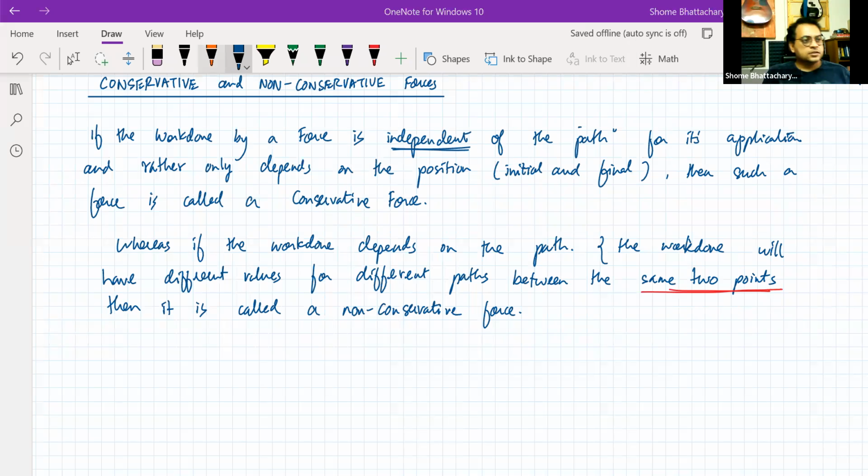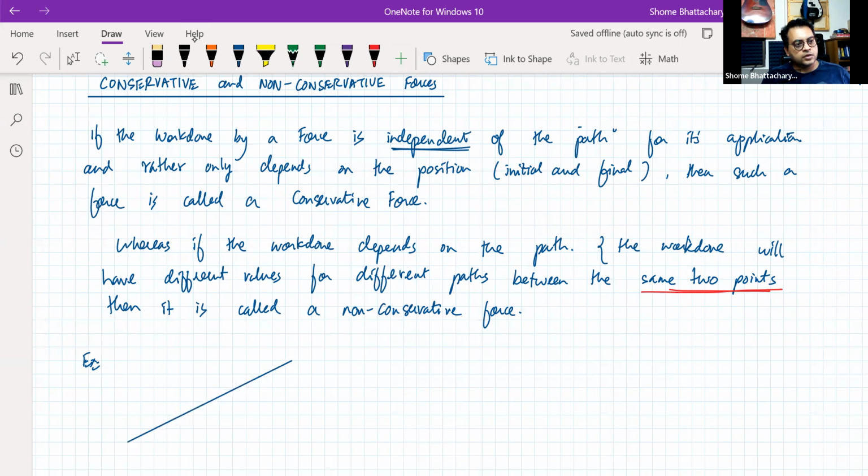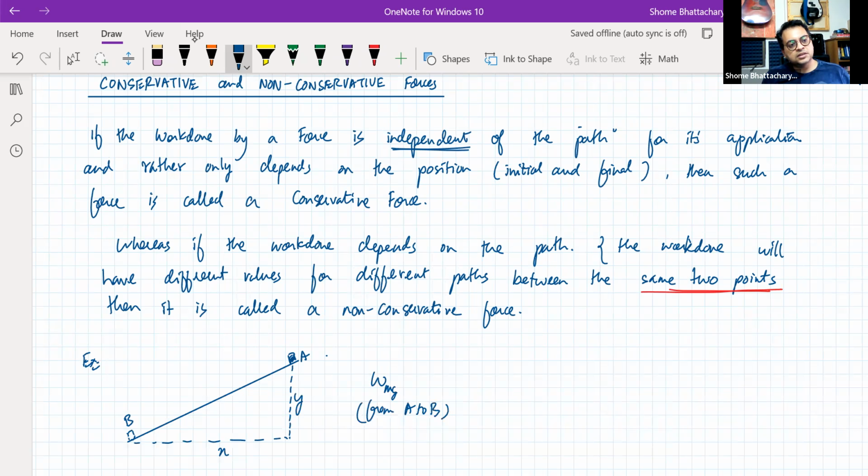Okay, so now let us understand this with an example. Let's say we are taking two situations like this. One is we have a straight inclined plane and a block is moving from this point A here to this point B here, such that this is some X and this is some Y. Now, what about the work done by gravity from A to B? How much it will be in this case? It will be mgy. Just now we understood why this is the case.